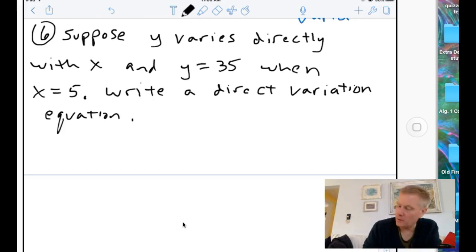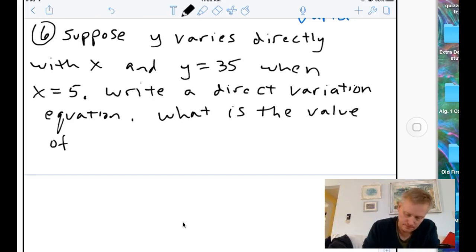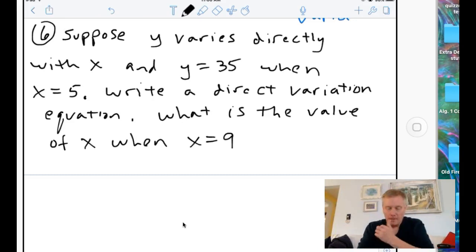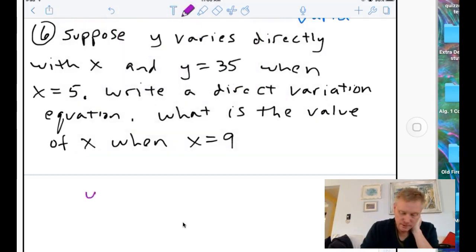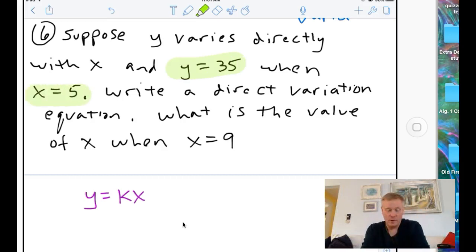And the second part of the question is, what is the value of y when x is 9? Okay, so this one, I'm going to start with my equation, y equals kx. That's the nice thing about this section, is you've got an equation to work with. Now, the first part is I got y equals 35 when x equals 5.